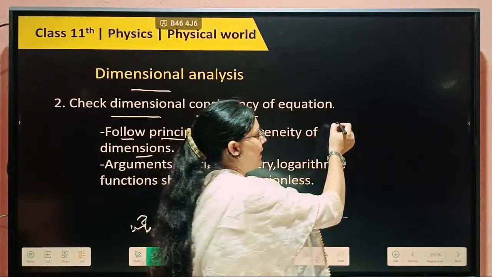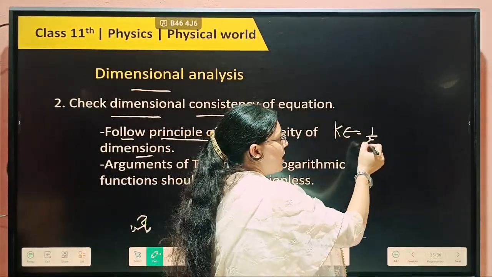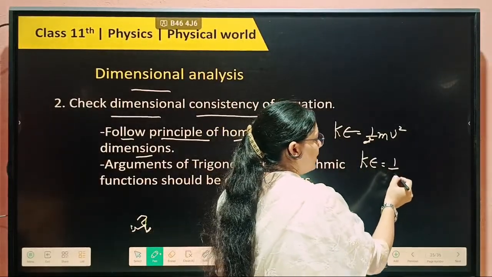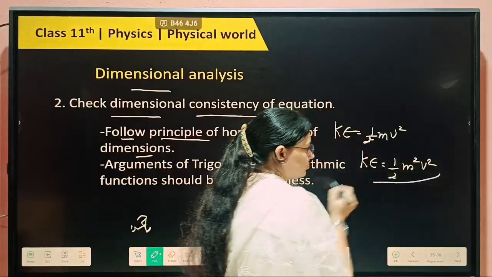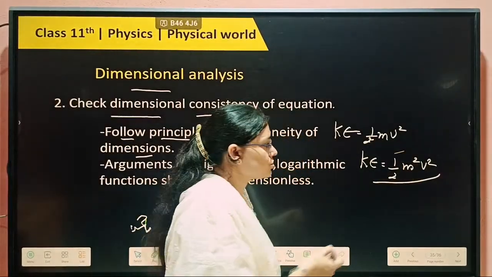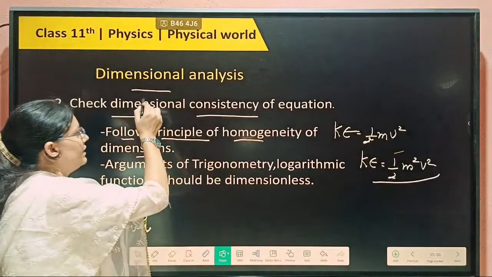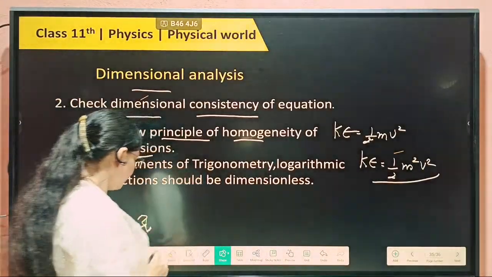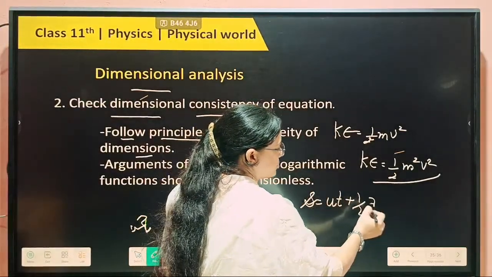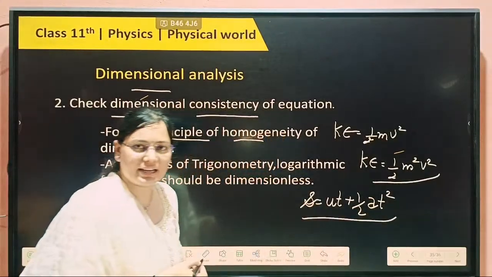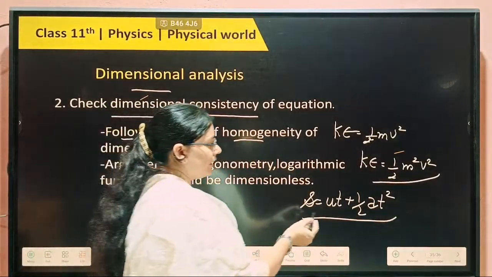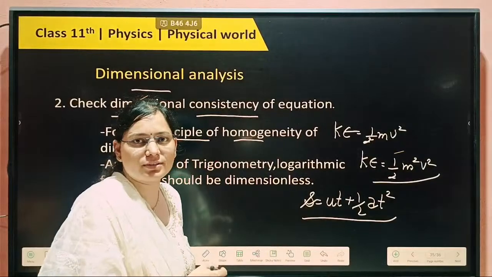For example, if I write kinetic energy equals half m v square, yes or no? If I write kinetic energy equals 1 by 2 m square v square, then the question is to check the dimensions: is this dimensionally right or wrong? There also we will use the second use of dimensions. Another equation: s equals u t plus half a t square. This is the second equation of motion. Again you want to check whether its dimensions are right or wrong. Here also we will use the second use of dimensions.